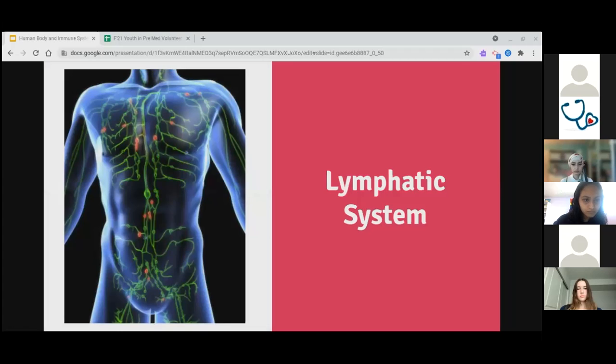And then we also have the lymphatic system. For this system, we'll talk about it later because it pertains to the immune system.